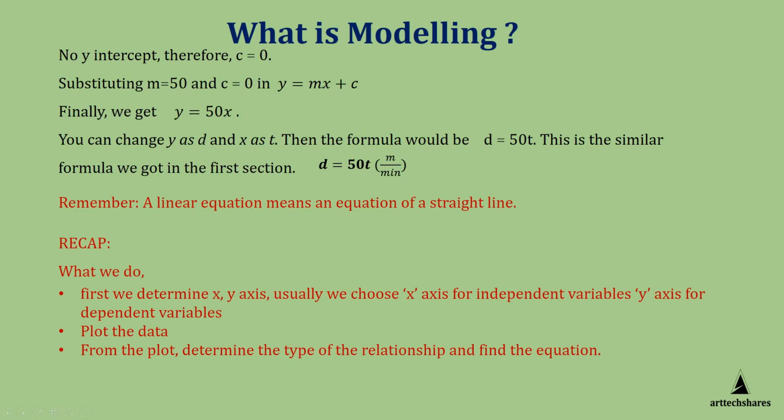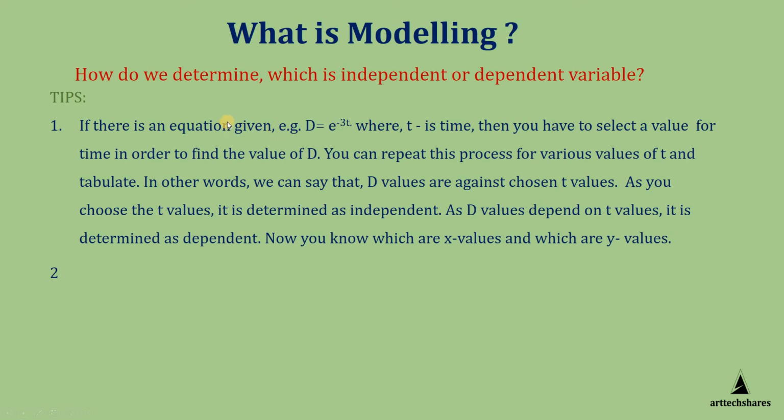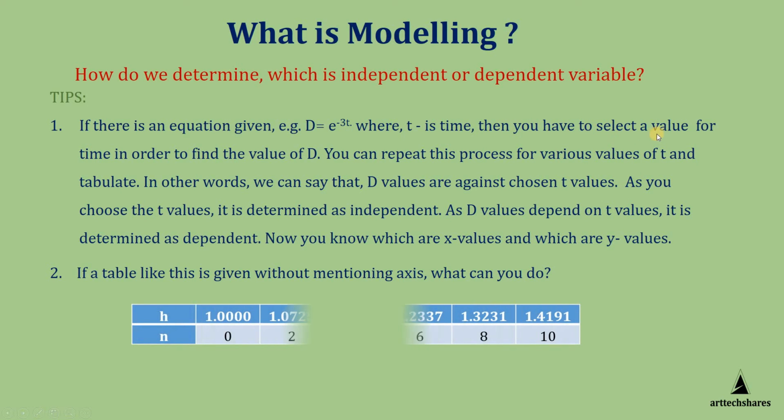Let's learn how to determine which one is the independent variable and which one is the dependent variable from a group of data. If there is an equation given, for example d is equal to e to the power of negative 3t, where t is time, then you have to select a value for time in order to find the value of d. So you can repeat this process for various values of t and tabulate.